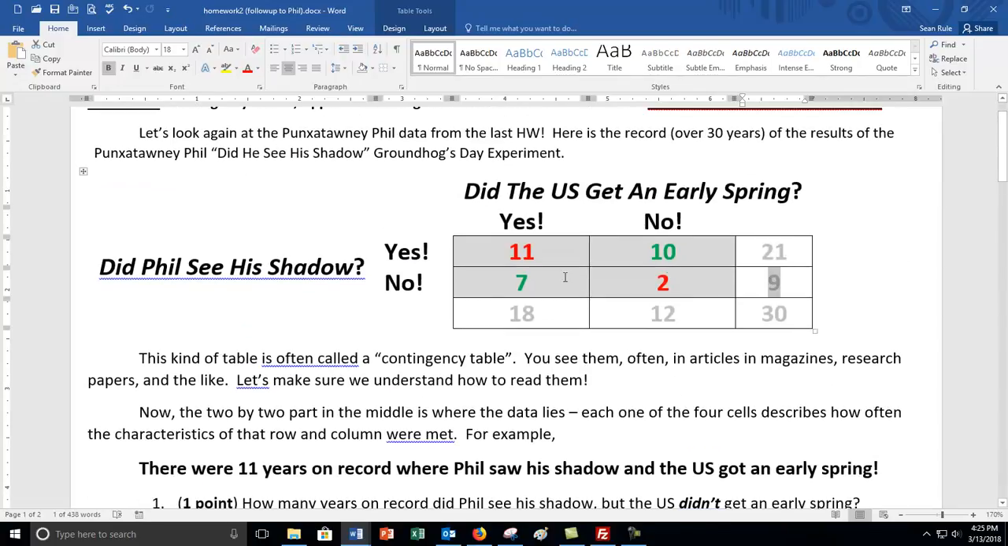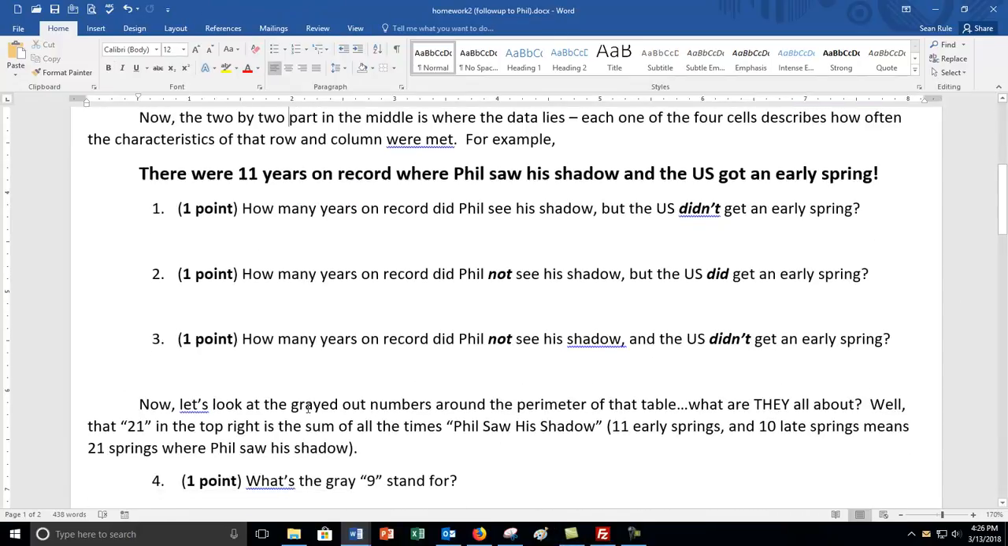9 are all the years he didn't. 18 are all the years we got an early spring. And 12 are all the years we didn't get an early spring. Now notice, if you add up 18 plus 12 plus 21 plus 9, you get 60. And that's because you've counted everything twice. So by only adding across or down, will you get the actual 30 that's represented in here. Okay, that's the entire first page.